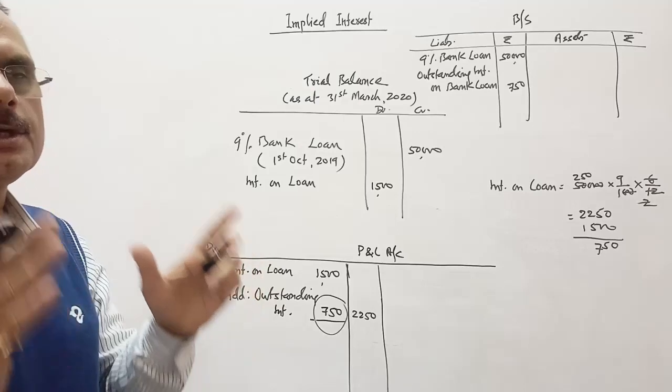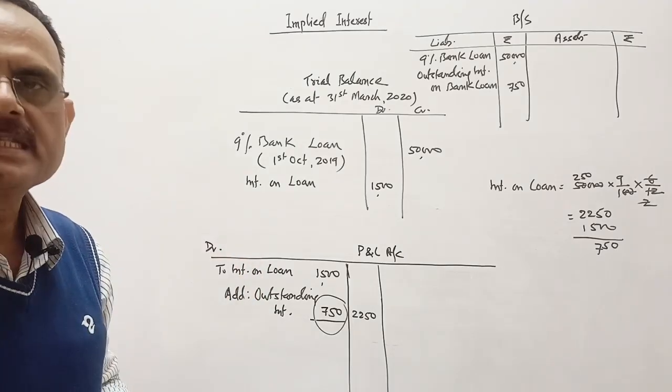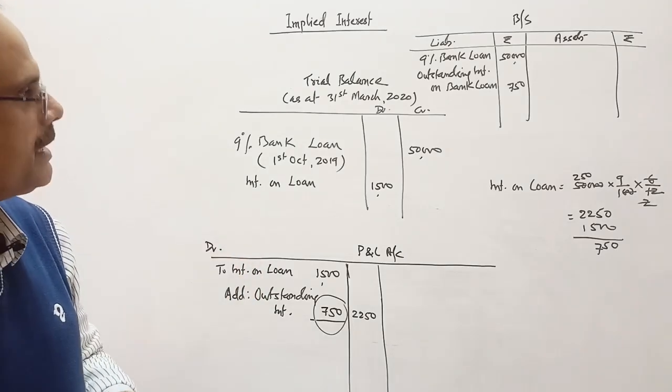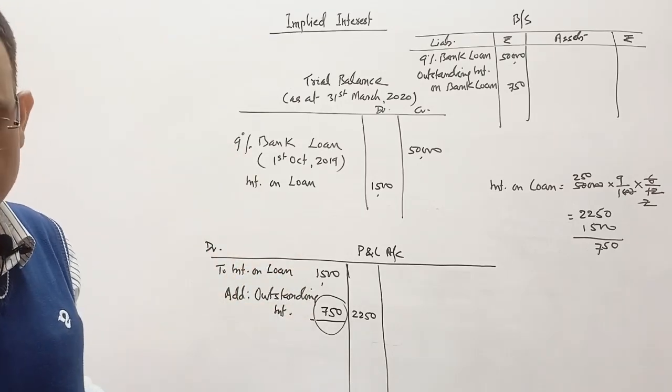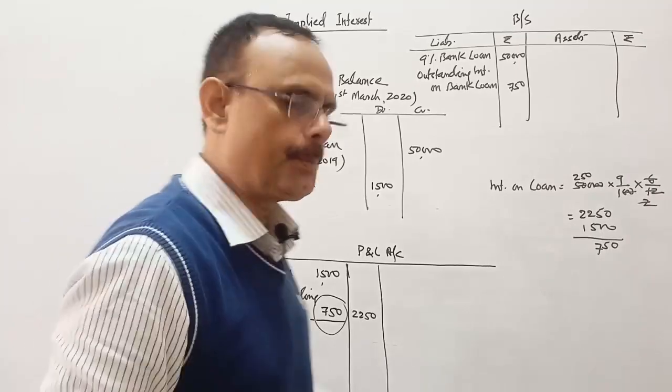Sometimes the interest on loan is hidden. We have to see the information given in the trial balance and adjustments, and accordingly we do the treatment. So be careful.